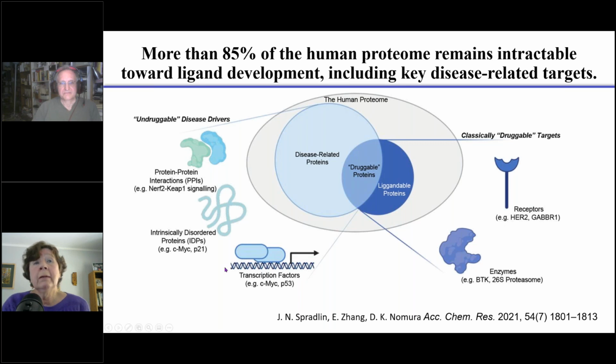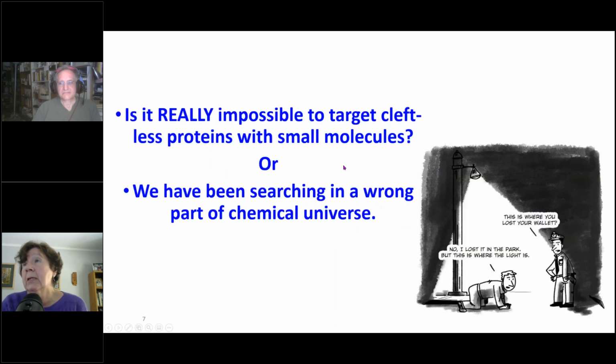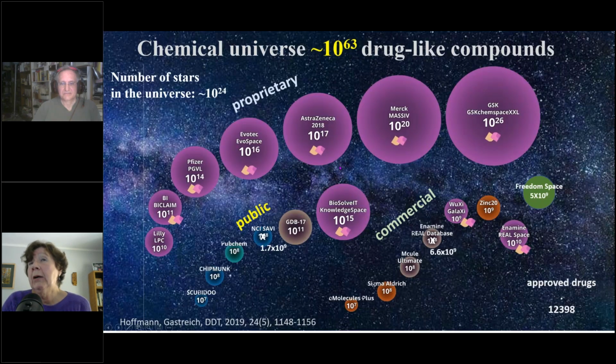So with the development of super large databases, the question arises: is it really impossible to target cleftless proteins with small molecules, or have we been searching in the wrong part of the enumerated chemical universe? Marc and Yurii already alluded to the size of the chemical universe. That is beyond astronomical, well beyond astronomical.